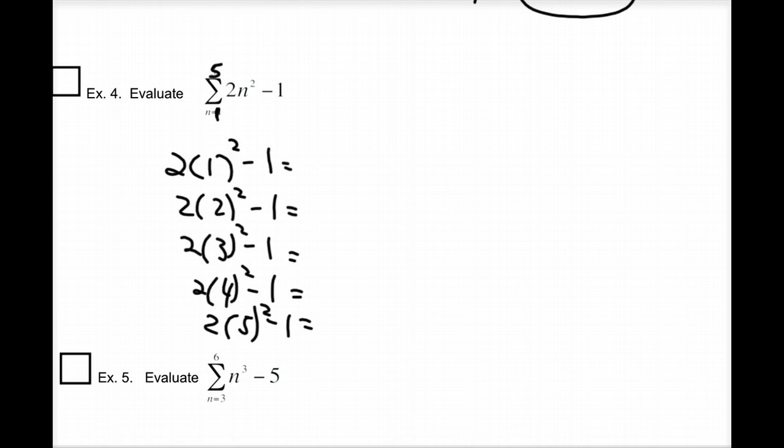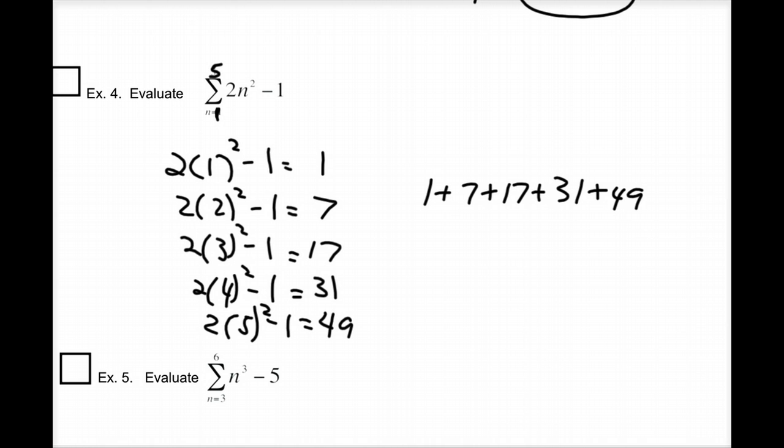So then here I have 2 minus 1 is 1. Here I'd have 2 times 4 is 8, minus 1 is 7. Here I'd have 2 times 9 is 18, minus 1 is 17. Here I'd have 2 times 16 is 32, minus 1 is 31. And here I'd have 2 times 25 is 50, minus 1 is 49. And because it's got that sigma up there, that's telling me what I need to do is add these up. So we're going to go ahead and add those numbers up. I'm actually going to work from right to left on this. This will give me 80, 97, 104, 105.